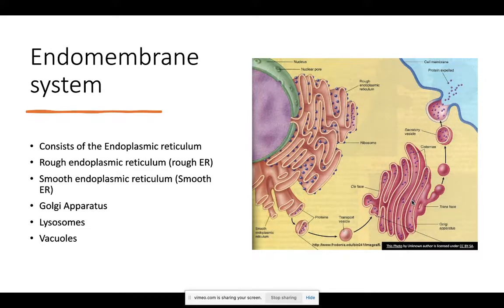You have the rough ER and the smooth ER. We'll talk about those, lysosomes and vacuoles. We're not going to really go into detail. I'll just give you some highlights of these, what I think is important. But this is a trafficking series in which proteins are able to move throughout the cell.